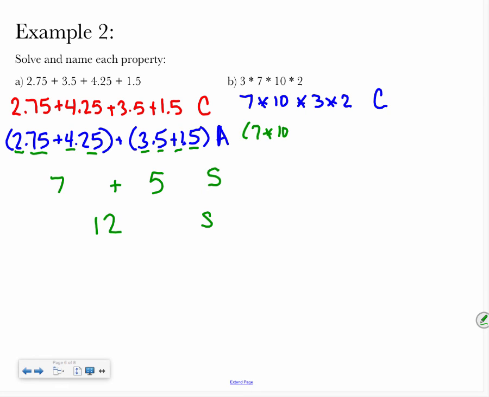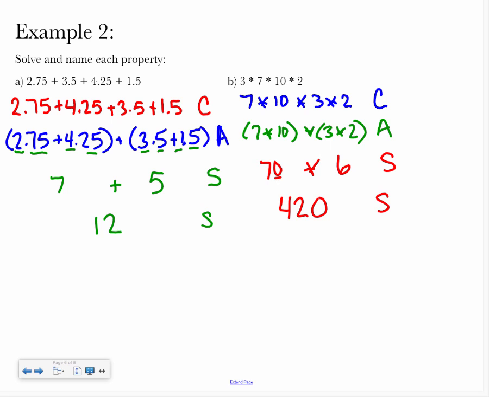Now, if I group these differently, 7 times 10 times 3 times 2. Remember, that's the associative property. Next, 7 times 10, I'm going to substitute a 70 in. And then I have 3 times 2, I'm going to substitute a 6 in. Now I have 70 times 6, and some of you might be saying, oh man, that's still a big number. Okay, what's 7 times 6? We have 42, we add on our 0, we're done. So our answer is 420, and we're substituting 420 in instead of writing 70 times 6, so we say substitution.